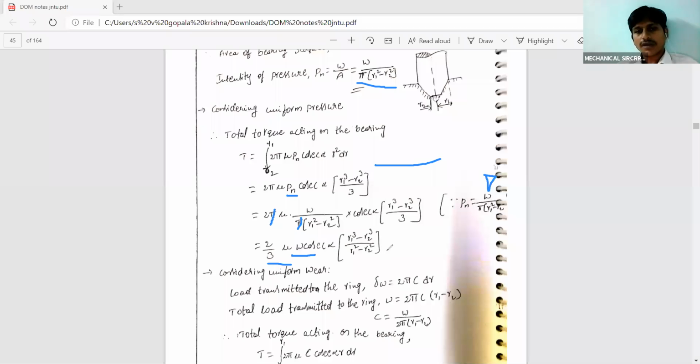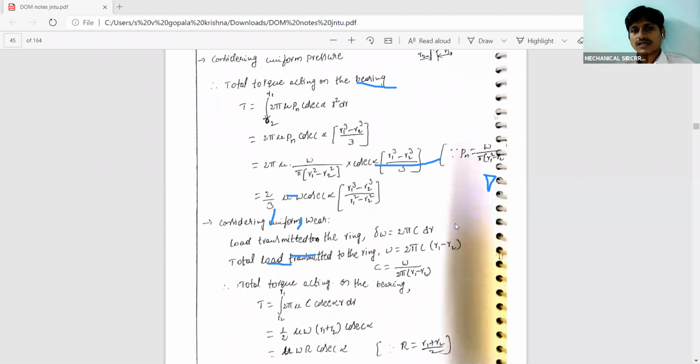So that is the small amendment between our earlier derivation and this one. For the flat pivot bearing it is 2/3 mu w r. But when we take the truncated pivot bearing, it is 2/3 mu w (r1 cube minus r2 cube) by (r1 square minus r2 square) into cosecant alpha. Cosecant alpha is there because the shape is conical, inclined. That is when we consider uniform pressure.